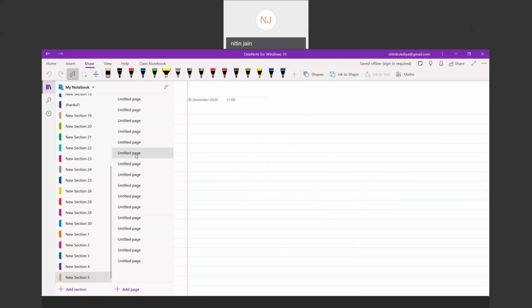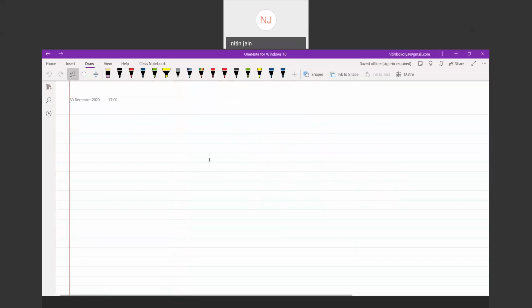Let's try one more question, and the question is given by this. There is one op-amp circuit.